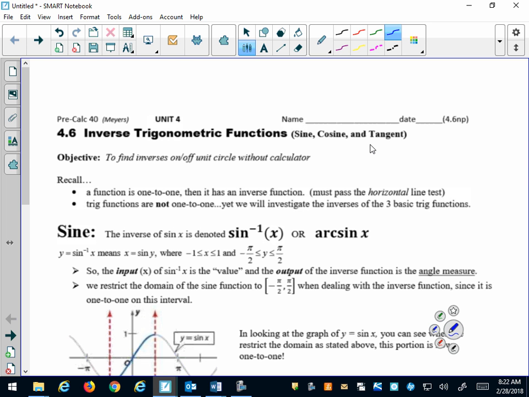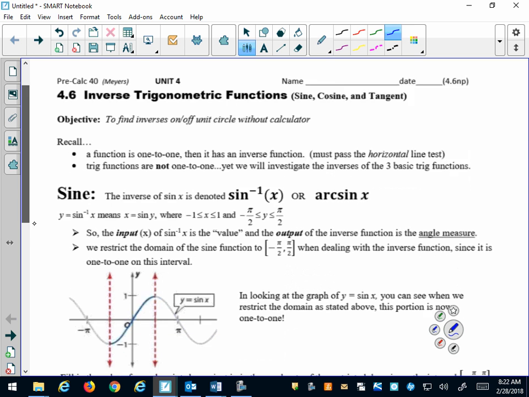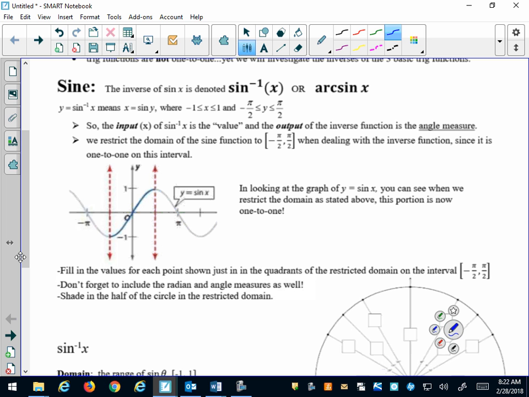Okay, so we're just cutting off part of the graph that causes it not to pass that horizontal line test. So with the sine graph, this is the sine graph, it's already graphed for you. This piece of it right here, is that 1 to 1? Yeah. Okay, so it passes the horizontal line test this way, and it passes the vertical line test. So this piece of it is 1 to 1.